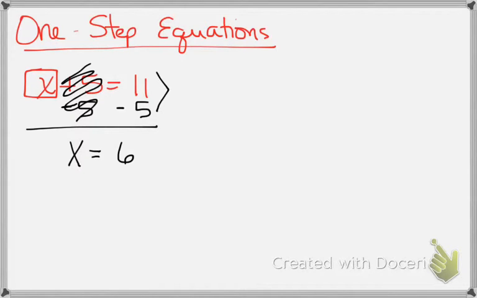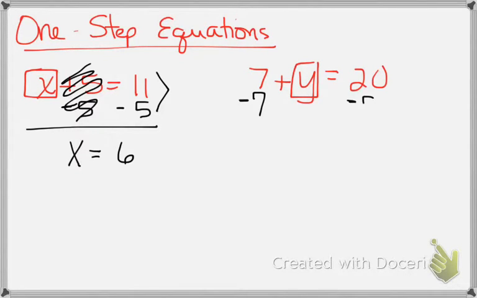All right, number 2, going pretty fast here. I have 7 plus y equals 20. I'm going to put a box around the variable. All right, now listen to the phrase, the catchphrase of the day is to undo what's been done. 7 is being added to y. I'm going to undo what's been done. Let me change my marker. So under 7, I put a minus 7.